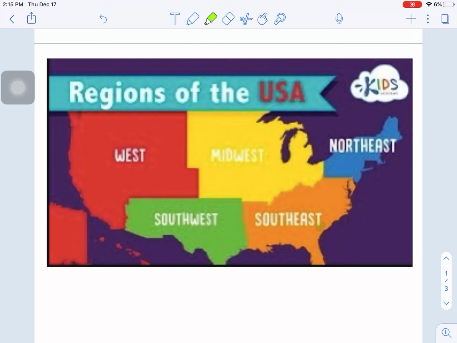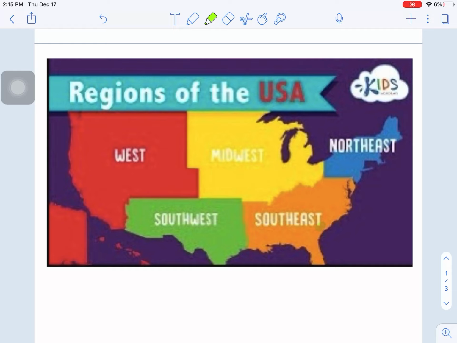So notice the different areas. Notice how large, for example, the West is compared to the Northeast. If you were to travel to these different regions of the United States, they might look different than where we live. Think about this photo here. Where do we live in these regions?